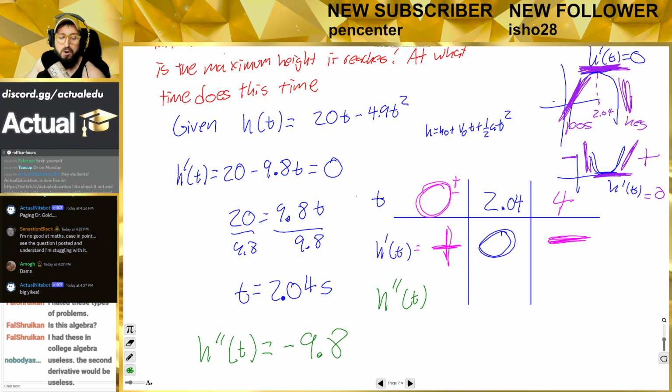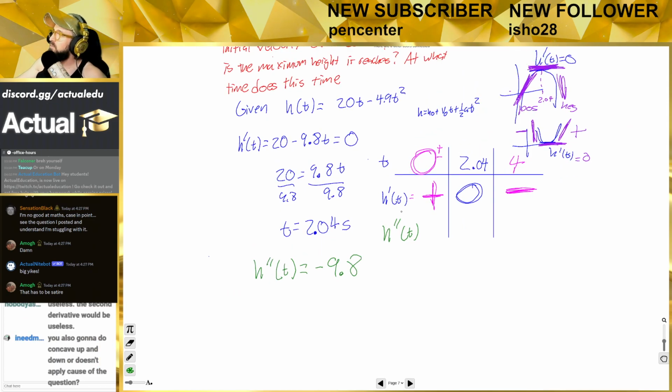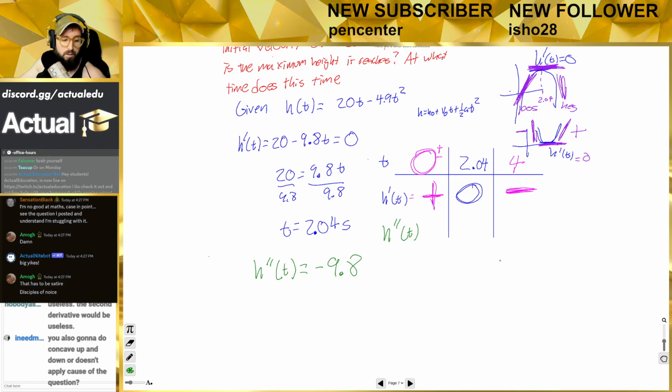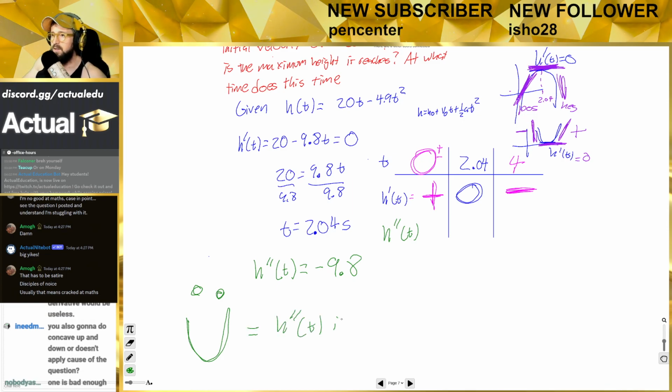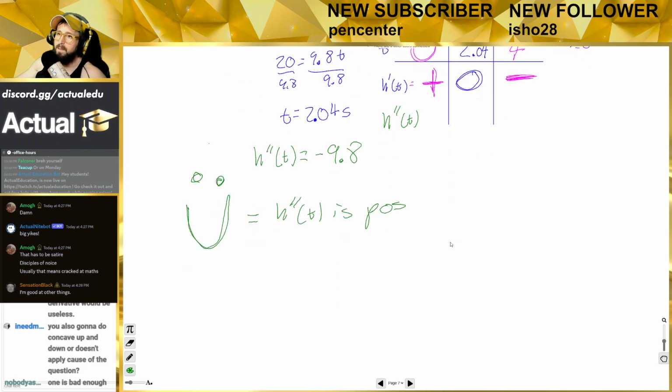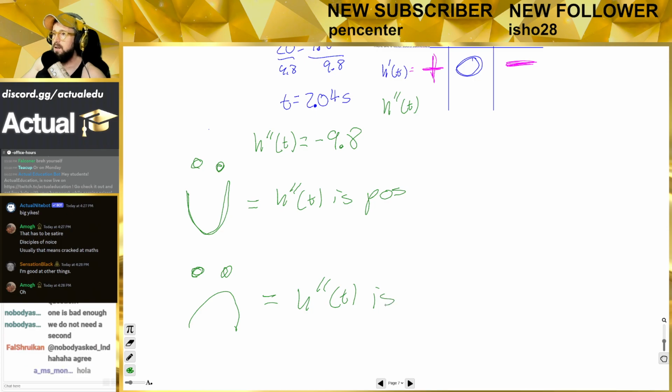No, the second derivative is dope, dude. I'm going to show you why. The second derivative tells me curvature. The first derivative tells me slope, whether it's increasing or decreasing, going up or going down. The second derivative tells me curvature. For instance, this is a happy face, where h double prime is positive. If it's a sad face, that's where h double prime of t is negative.